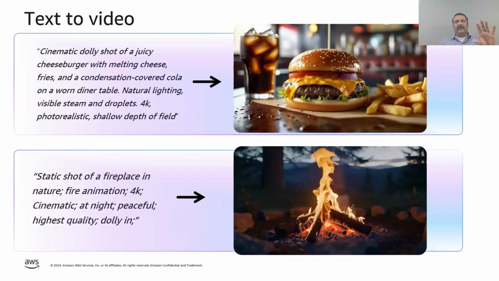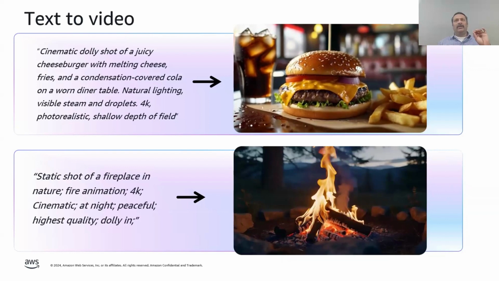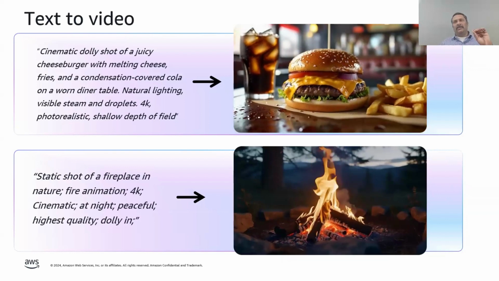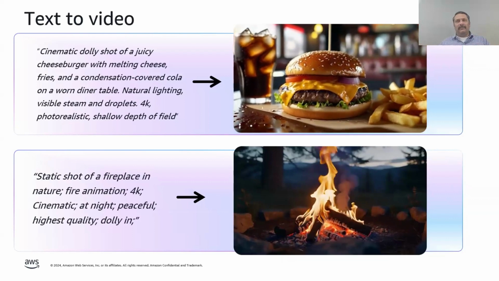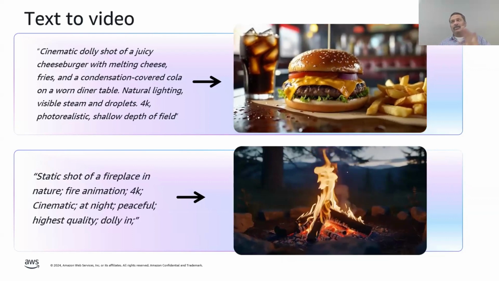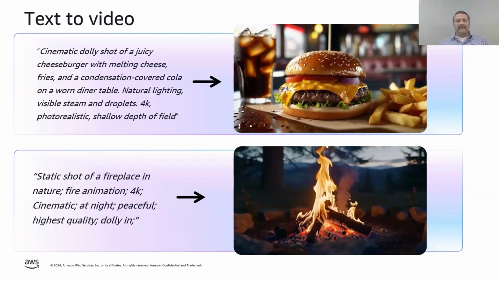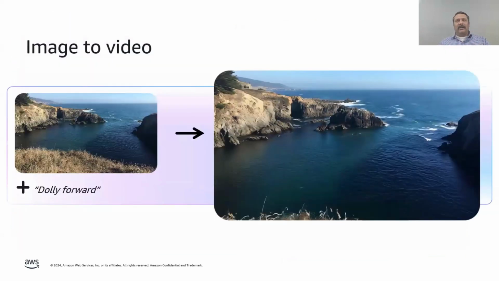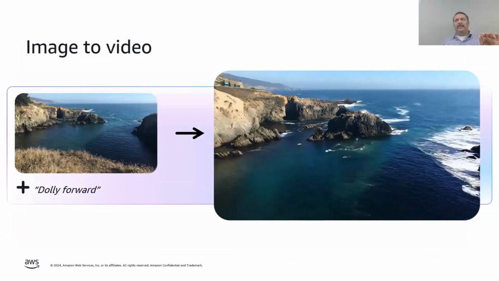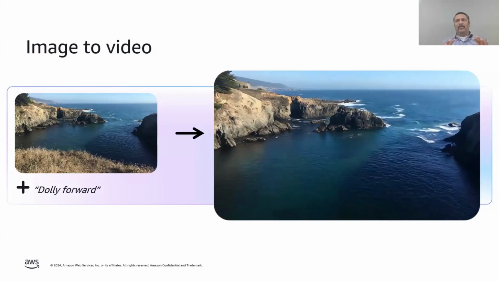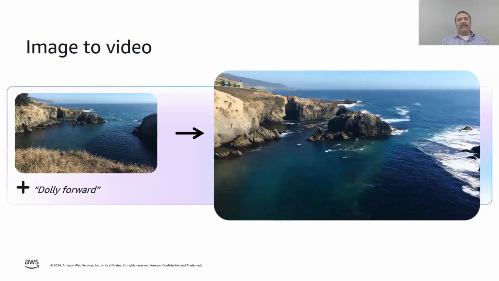As I said, at this point, you could generate multi-shot video up to 2 minutes, and single shot video up to 60 seconds. This is the image to video feature, because the Nova Reel supports both text to video and image to video.